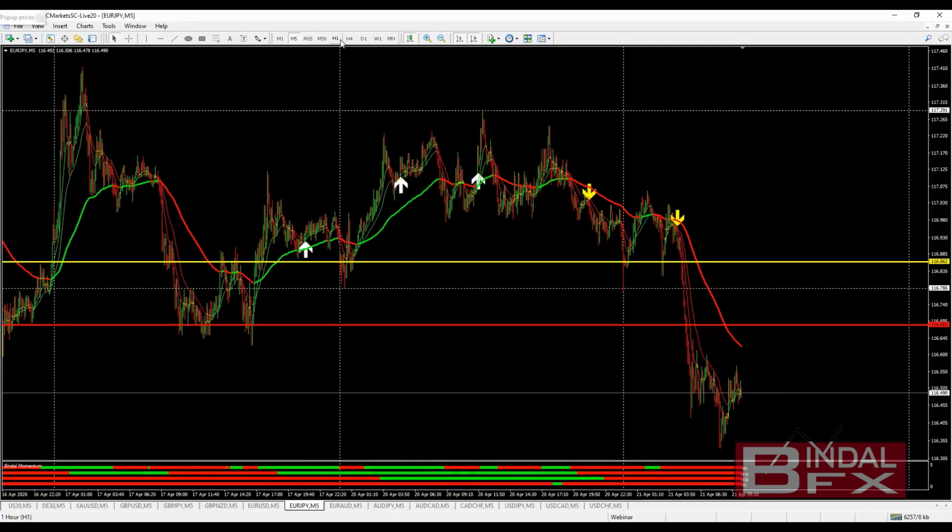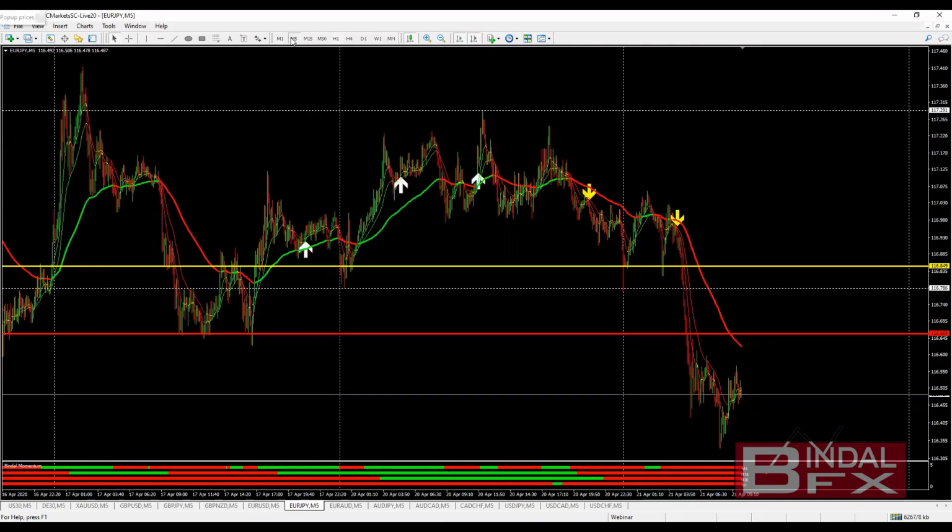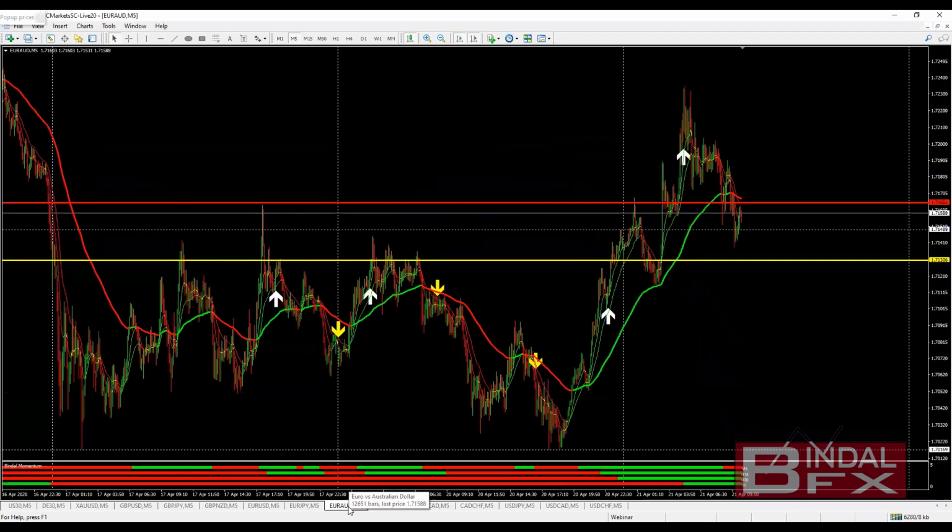Euro JPY again has moved overnight, it's continuing its downtrend. Medium term, is there anything I want to do on this right now? Nope. Non-existent pullback. So yeah, nothing really short term.